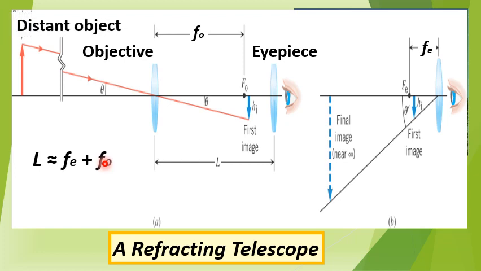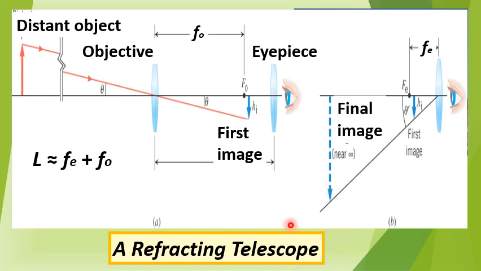The first image of a distant object formed by the objective is a real image formed inside the focal point of the eyepiece, right? And this first image becomes the object for the eyepiece lens. And then the eyepiece forms the final image at near infinity. The final image is virtual and enlarged.